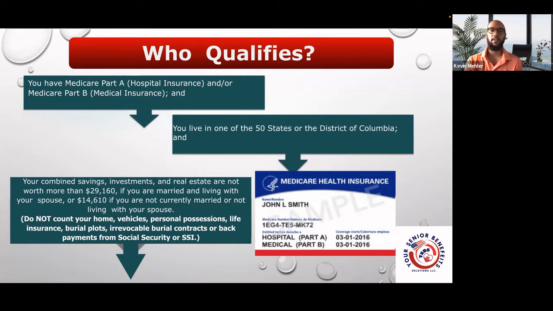cannot be more than $29,160 a year if you are married and living with your spouse. Now, if you're by yourself, you can roughly make $14,610. And just to clarify here, if you have real estate, meaning your own property that you reside on, that's totally fine.